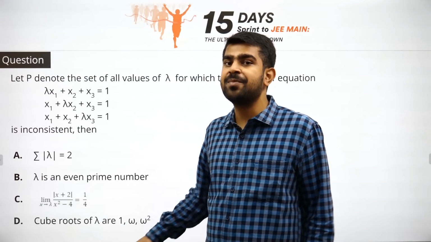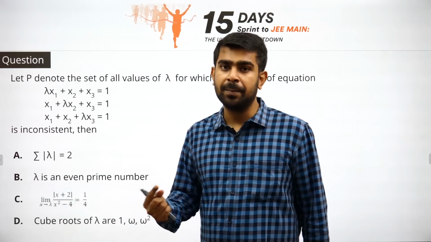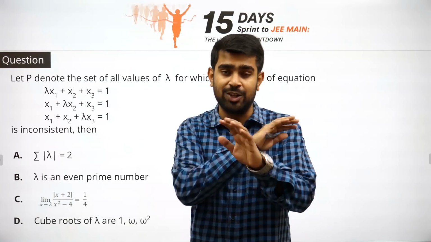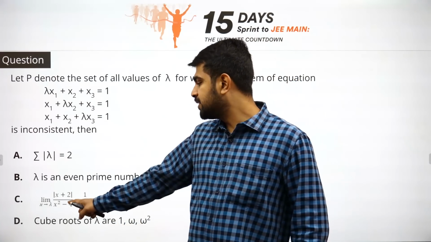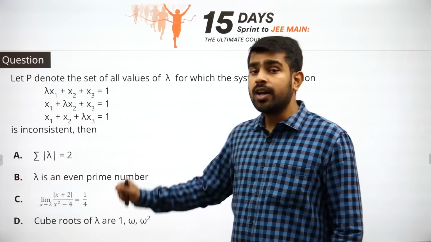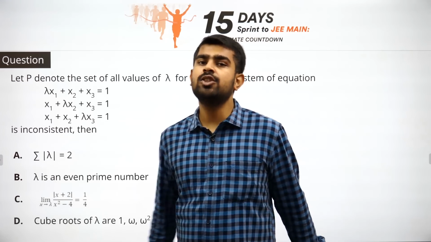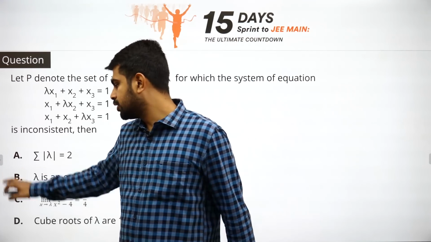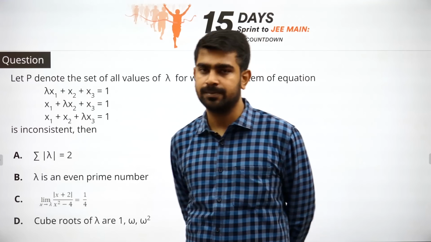What does that mean? That means they are indirectly saying lambda is 1. But we just saw that lambda cannot be 1. So option D is also wrong. Now option C, they are saying limit x tends to lambda of mod of x plus 2 by x square minus 4. That is also wrong. You guys can check it out yourselves, because my LHL and RHL will be different.